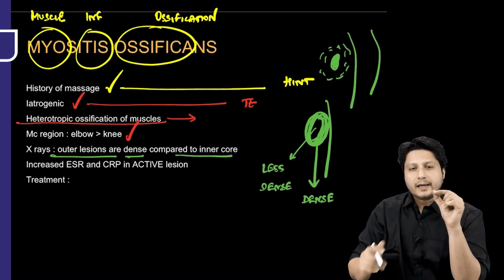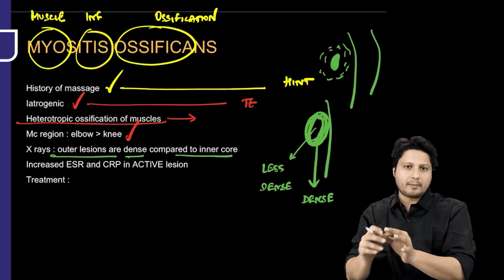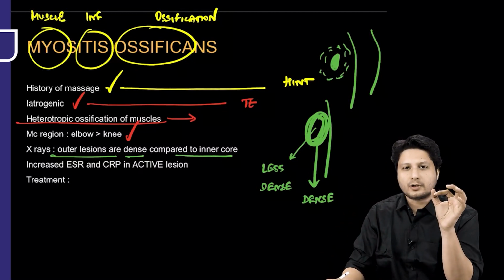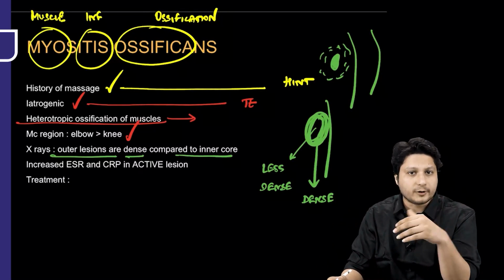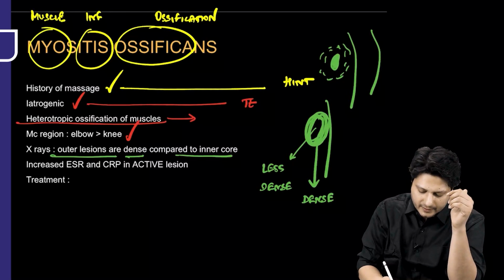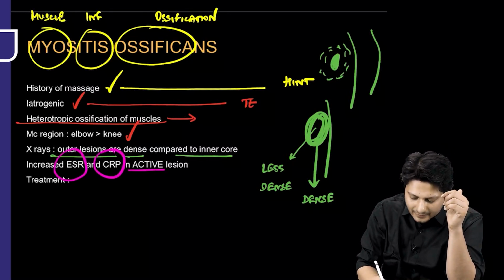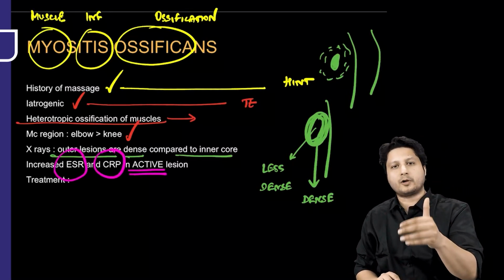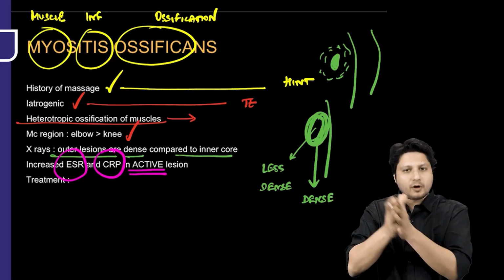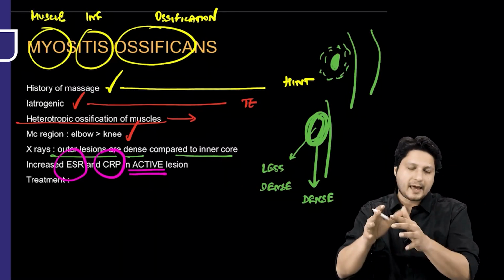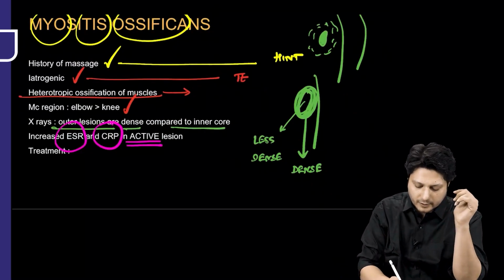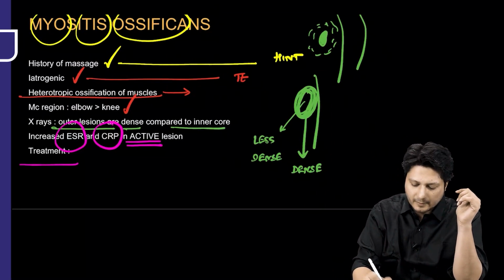Now, if the disease is active, for example, the inflammatory process is going on in that particular condition, the acute phase reactants are going to be elevated. So there will be raised ESR and raised CRP in active lesions when the inflammatory process is going on. All right. And this activity of the lesion will decide the management of this particular condition, that is myositis ossificans. So how is it going to be managed then? The treatment will be based on the activity.